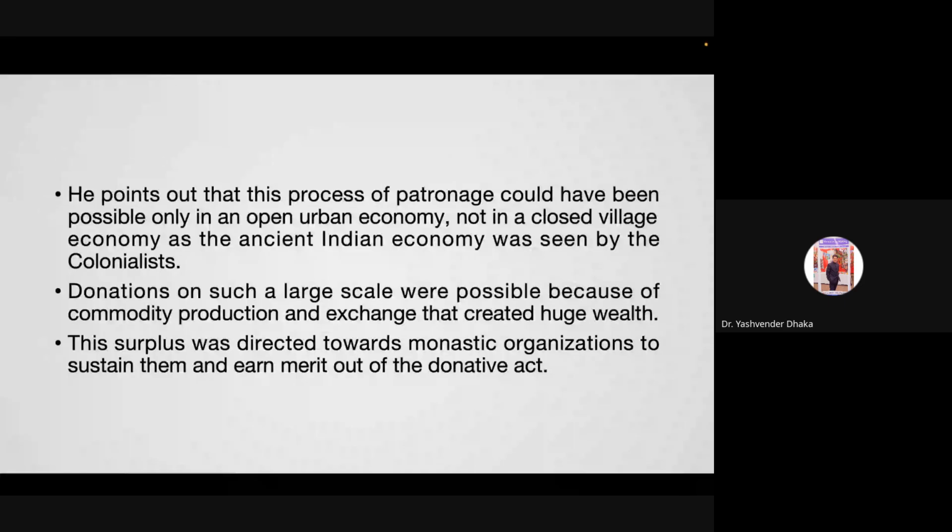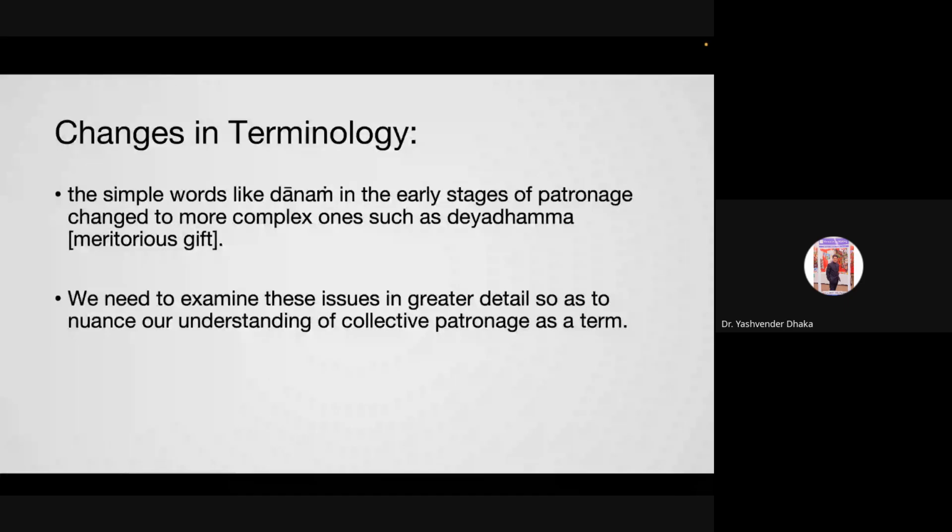In the Indian subcontinent, donation, as we have seen from the Rig Veda, the Dan and Dakshina, is continuing till date. Now, the changes in terminology are very important. The simple words which were used in earlier inscriptions like Danam change to very important complex words, Deya Dhamma, which we have seen from Sanchi inscriptions also.